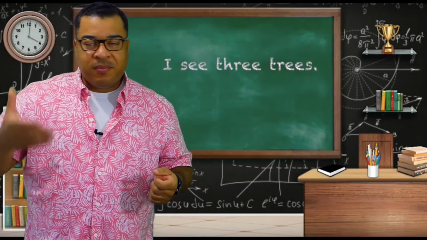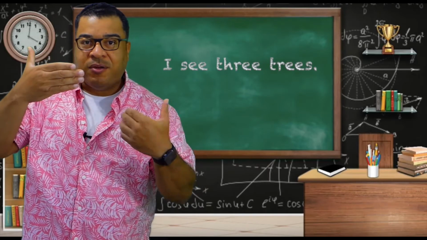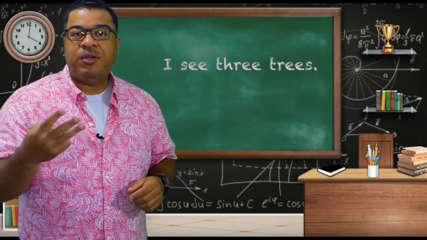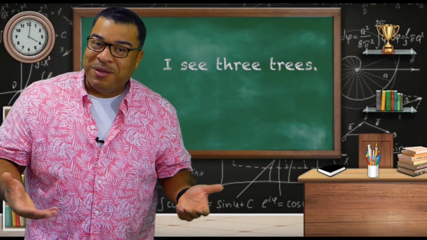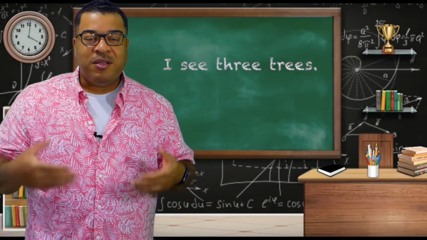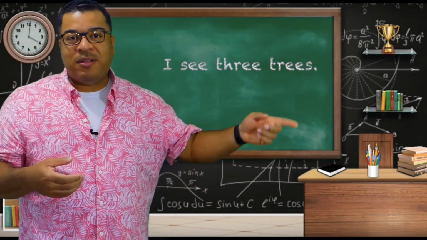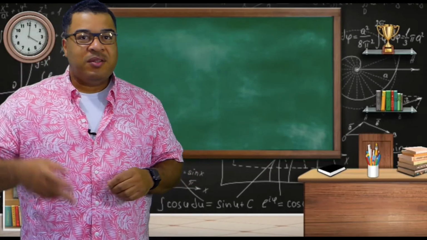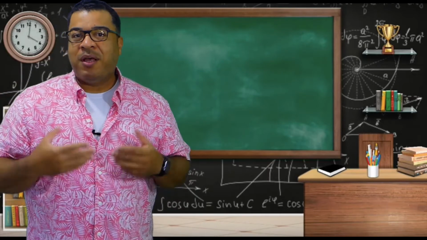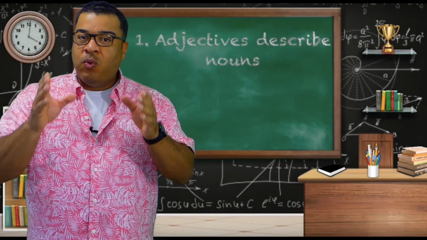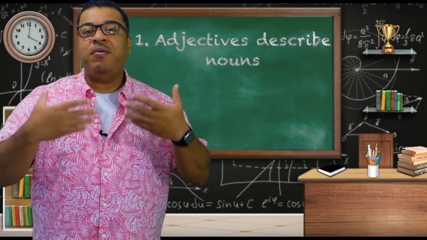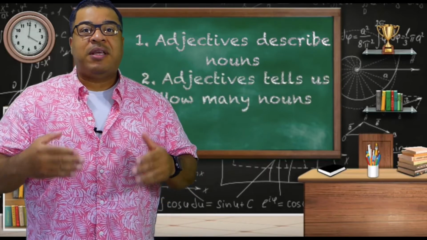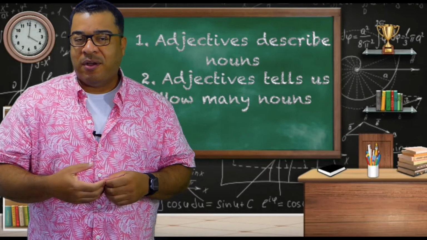So imagine again, if my eyes are closed and you're telling me about these trees, Alex, there are 3 trees. 3 is an adjective because you're trying to help me see, you're trying to help me imagine about these trees. So sometimes adjectives are numbers. So the 2 important points to remember about adjectives: adjectives will describe or give you information about a noun. Number 2, adjectives tell us how many nouns there are.